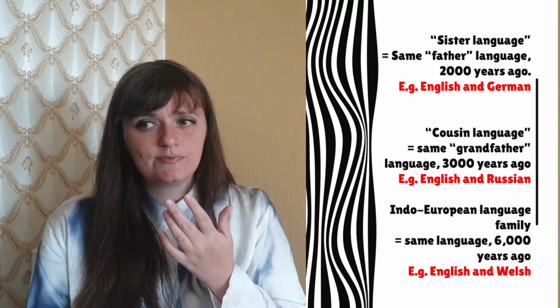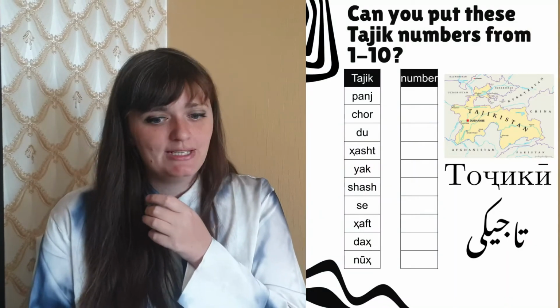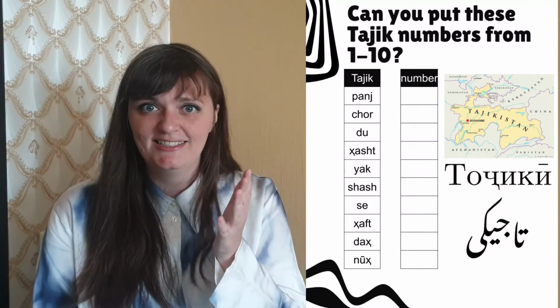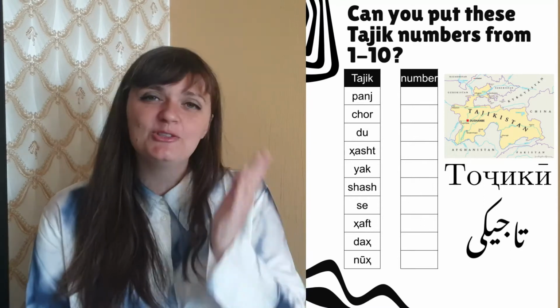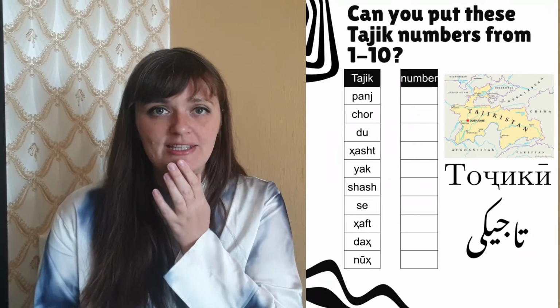So this means that you can understand languages which are the sister, the cousin of your language, because some words and some pronunciations will be kind of the same. And so to demonstrate this, I want to show you a language which probably none of you speak. That's the Tajik language. On the screen here, you can see Tajik numbers from 1 to 10, but I've mixed them up. Your job is to try and put them in order from 1 to 10 in English. I'll give you some help. How to say 1 in Tajik is ik.